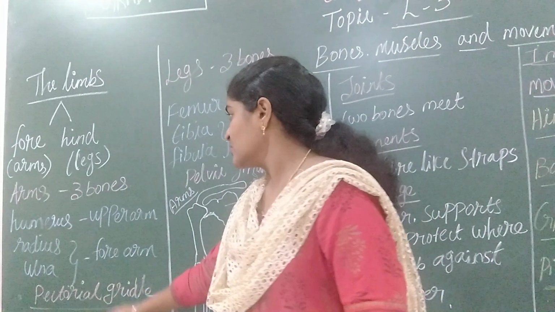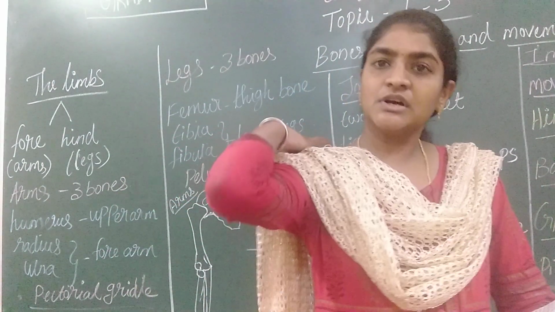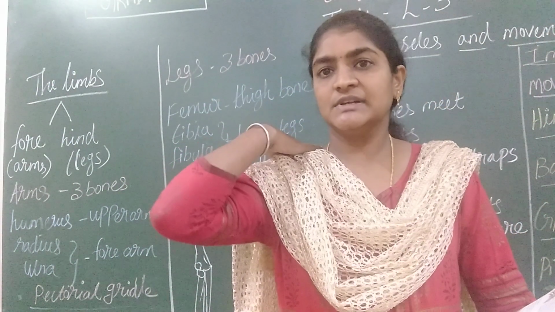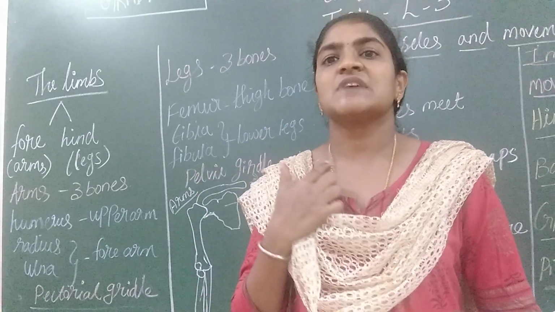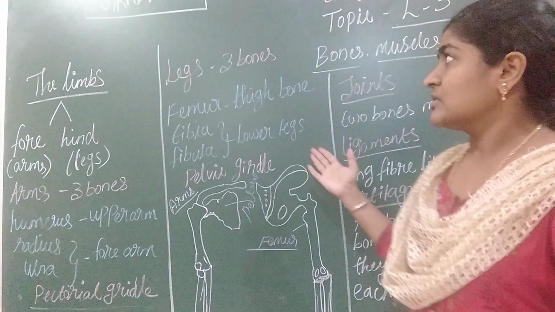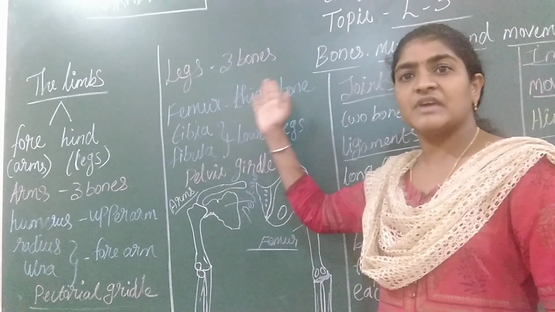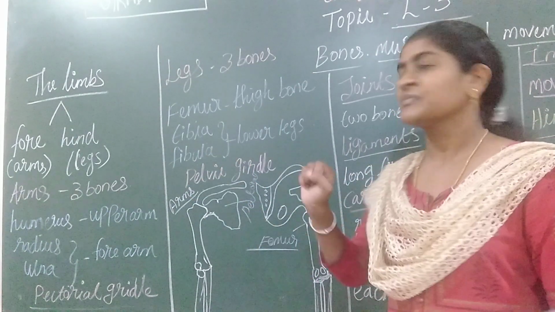These bones get attached to the pectoral girdle. This is the pectoral girdle. It also has the shoulder bones and the collar bone. Next we are going to see the leg, where we also have 3 bones, called the hind limbs.